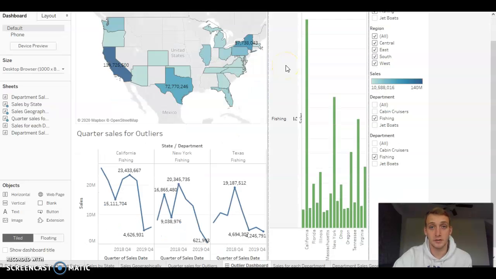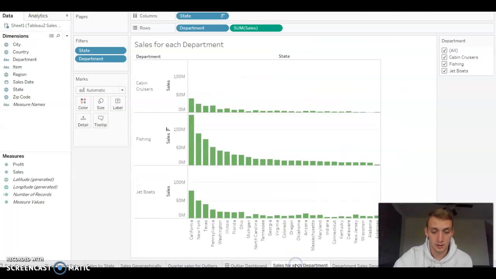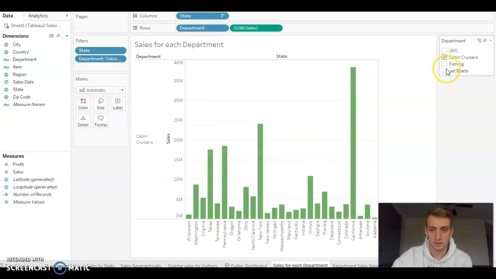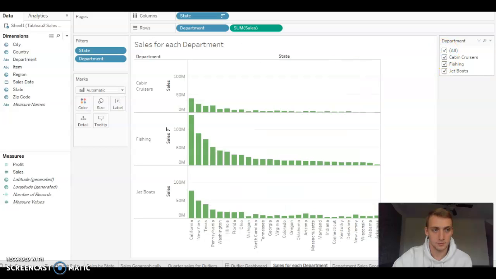After getting to this point, I realized I've been focusing specifically on the fishing department, so I decided to look more into all of them combined. So I created another sheet with all three departments and I listed them by highest fishing. And you can see I have a filter over here. So if you want to look at one specifically, I can hit all of them.